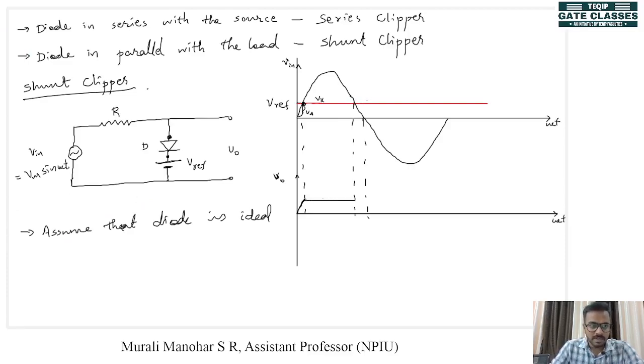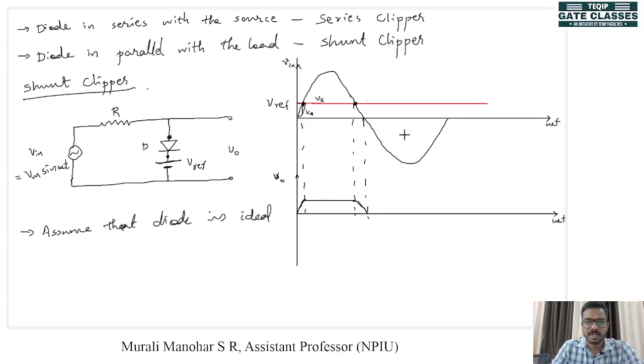Now at this point, again VA equal to VK, and below that what happens? VK becomes more than VA. Again diode is turned off, right? When VK is more than VA, diode is turned off. So what will be the output? Input is directly getting connected to the output. So the output will be same as the input.